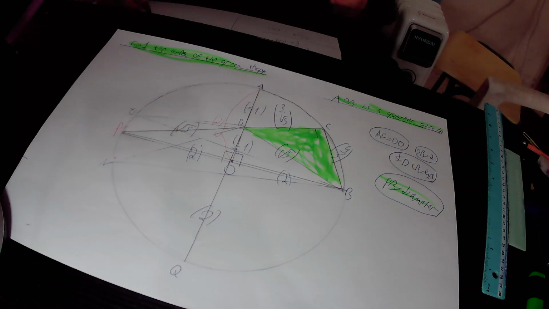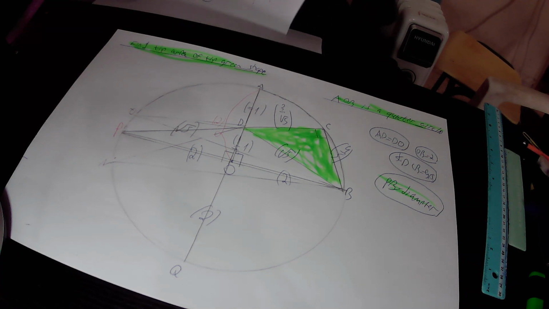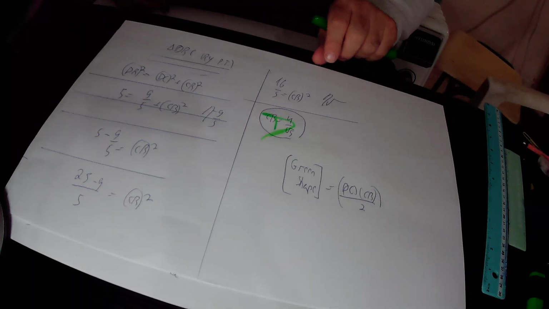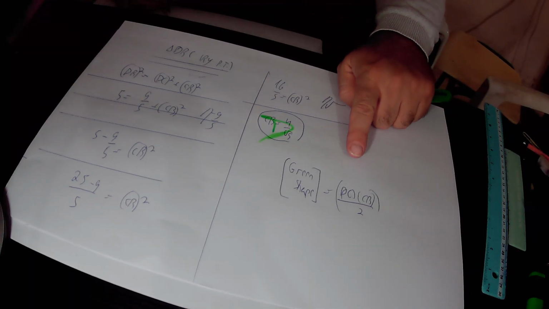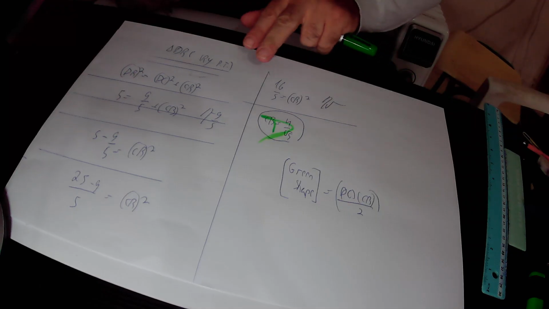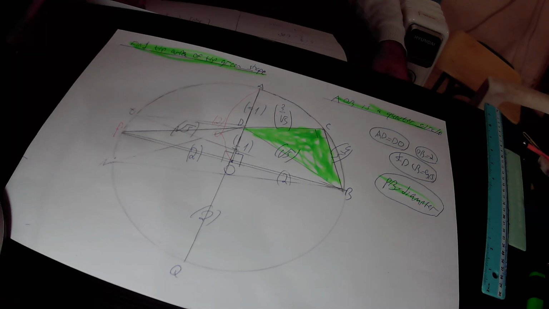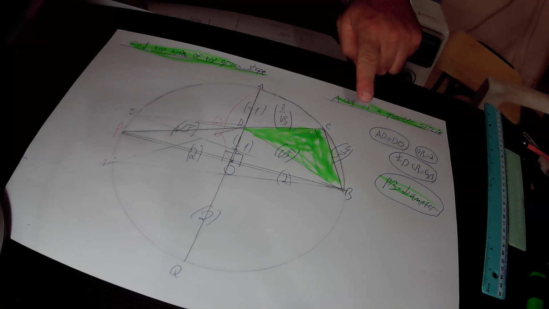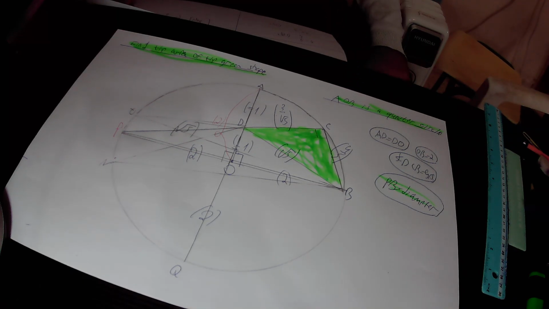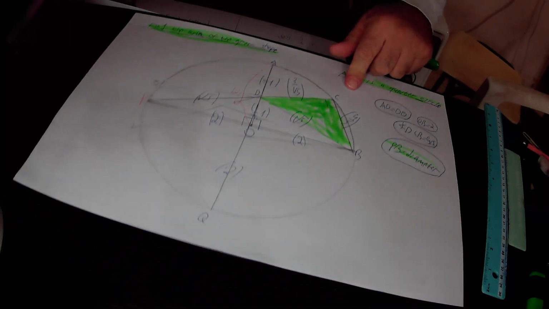So in total, we found that the area of the green shape equals the area of the green right triangle DCB, and the area of the green right triangle DCB equals the base, that is DC, times the height, that is CB, over 2. So DC is 3 over square root of 5 times CB. CB is 4 over square root of 5.